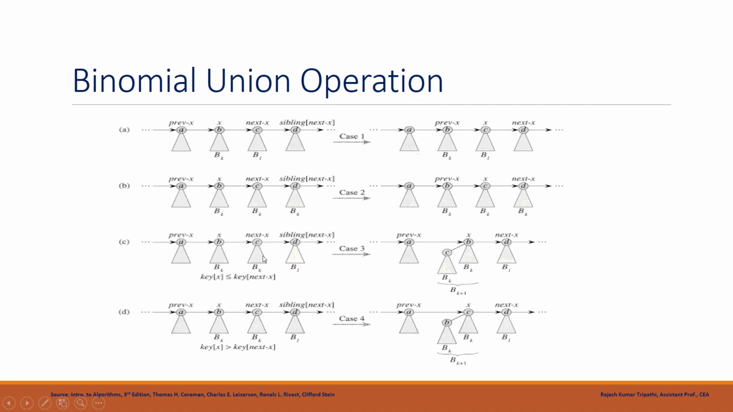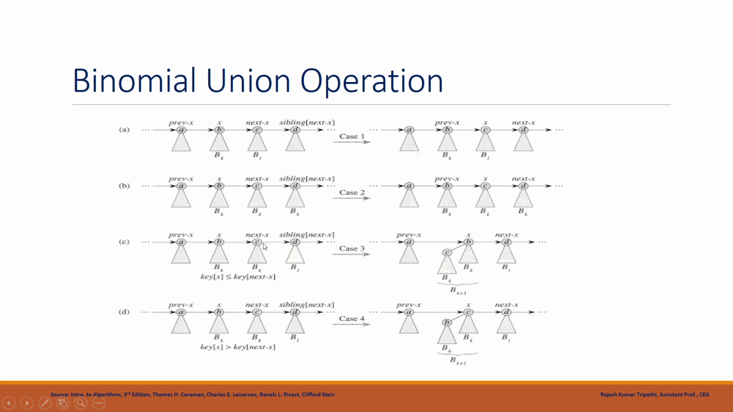Now the decision is which one will become the child. So the greater key will become a left child of the smaller key. So in this situation we are checking whether key of x is less than or equal to key of next x.